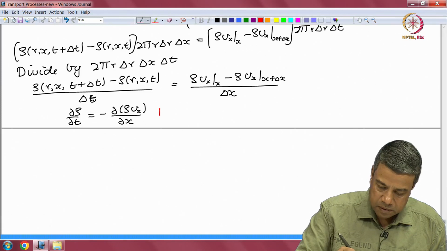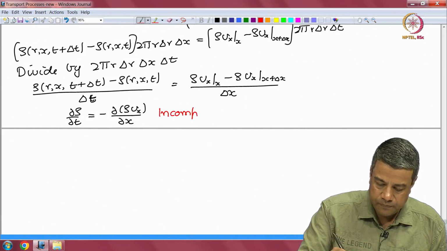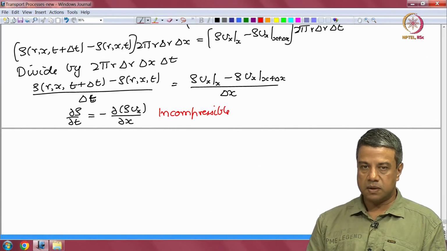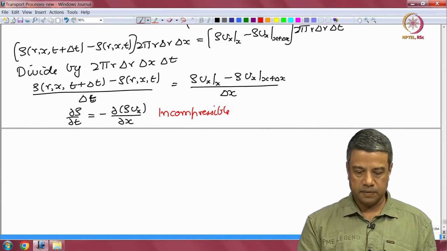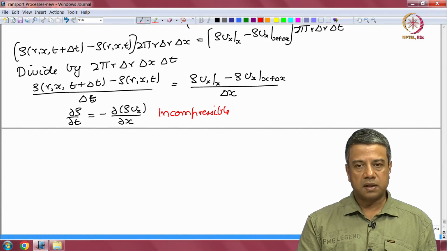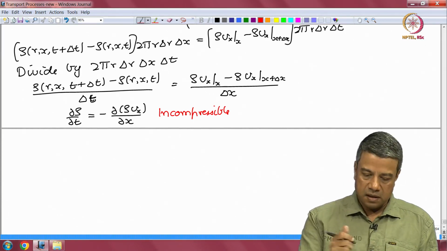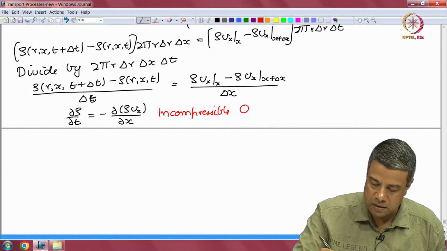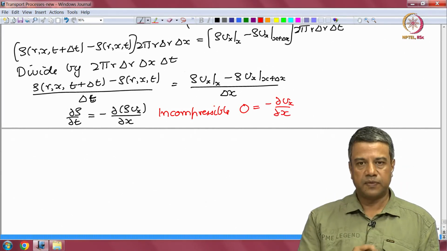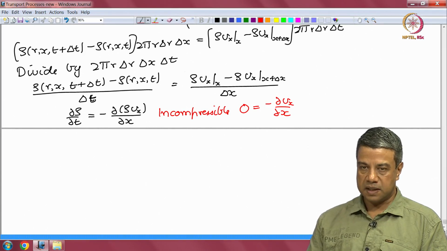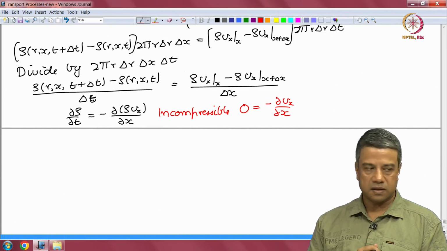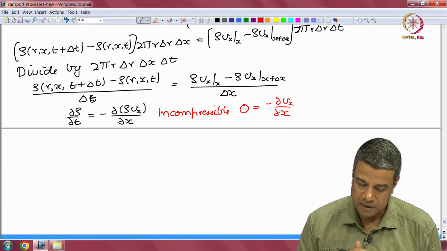And incompressible: partial rho by partial t is equal to 0 and partial rho by partial x is equal to 0. So, the density is a constant, and you can easily verify that this will reduce to 0 is equal to minus partial V x by partial x. So, divide throughout by rho and use the condition that the density is a constant. So, flow is incompressible.